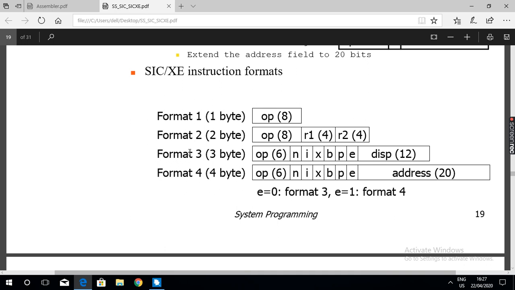What is the difference between format 3 and format 4 instructions? They are almost similar. 6 bits are reserved for the opcode, the remaining 5 bits are reserved for addressing modes, and the sixth bit indicates format 3 or format 4. In format 3 instruction, 12 bits are reserved for storing the displacement value, that is the address, and in format 4 instruction, 20 bits are reserved for storing the address.